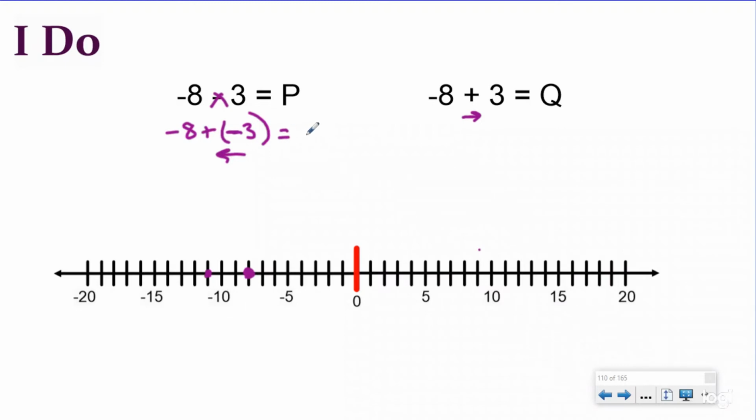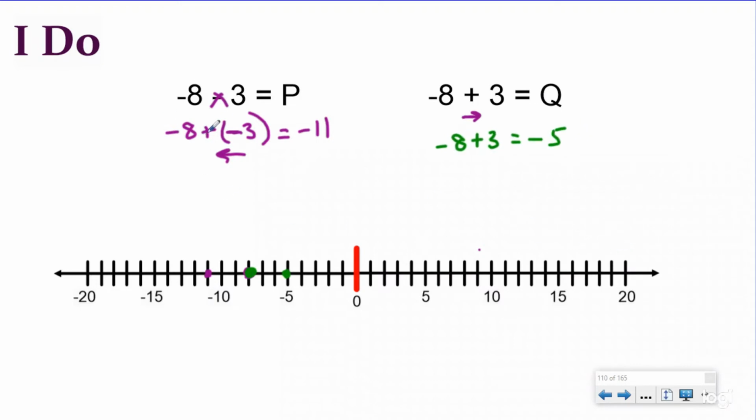So negative 8 plus negative 3 would be negative 11. Here we're starting at negative 8. I'll do this one in green, right? And we're adding 3. So the positive tells us we're moving to the right on our number line, just like we did before. So we're going to go 1, 2, 3 to the right, and we're going to end up at negative 5. So negative 8 plus 3 means Q would equal negative 5.